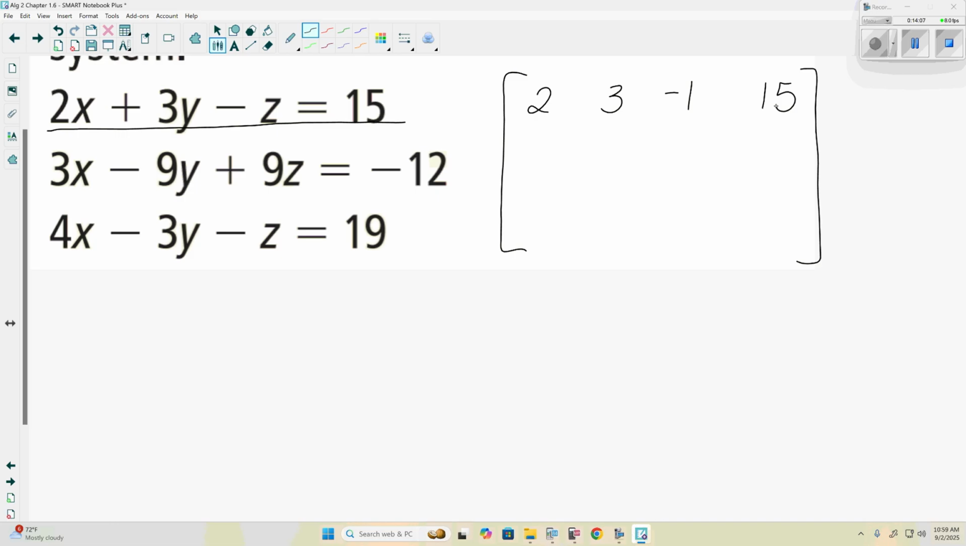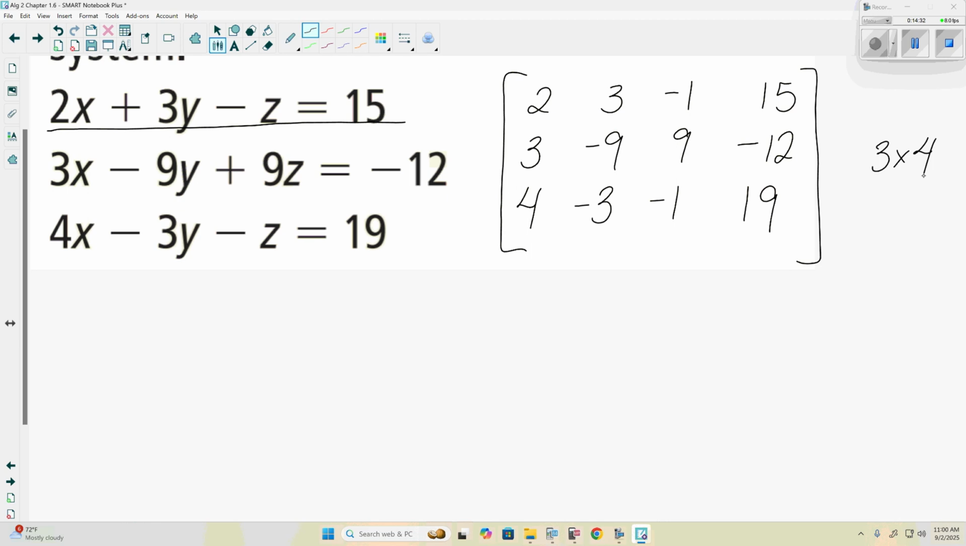The second equation, 3, negative 9, 9, negative 12. And the last one is 4, negative 3, negative 1, and 19. Now the dimensions of this matrix are 3 by 4, because we have 3 rows and 4 columns.